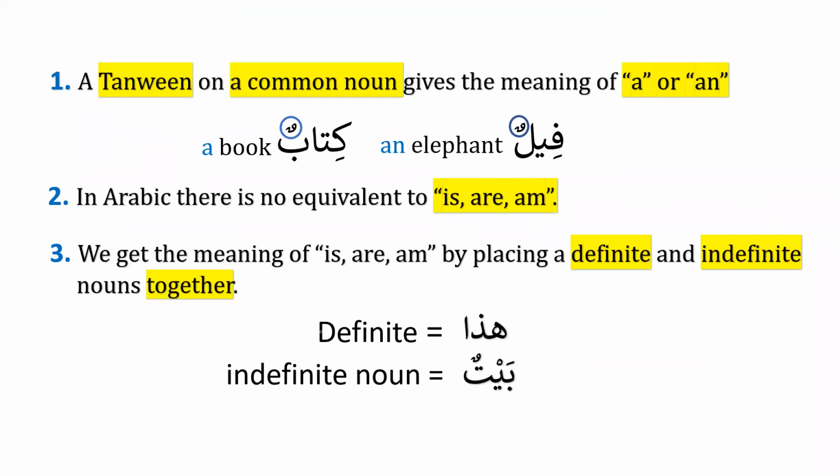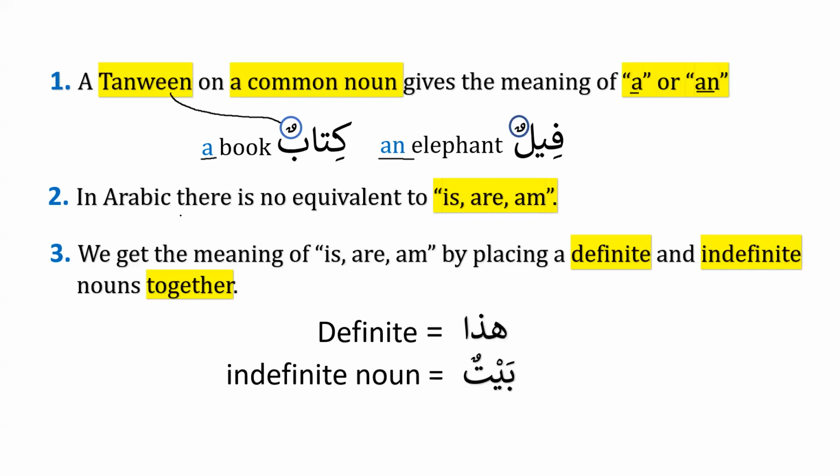Now, if you remember, we discussed in detail that tanween can be dhammatan or fathatan or kasratan. When we have a tanween on a common noun, an-nakira, an indefinite common noun, it gives the meaning of a or an. So how do we get the meaning of a or an? In Arabic, we don't really have anything that can be compared to a or an. So that's why we have to use this tanween. When we say kitabun, it means a book, and filun means an elephant, as we can see over here.